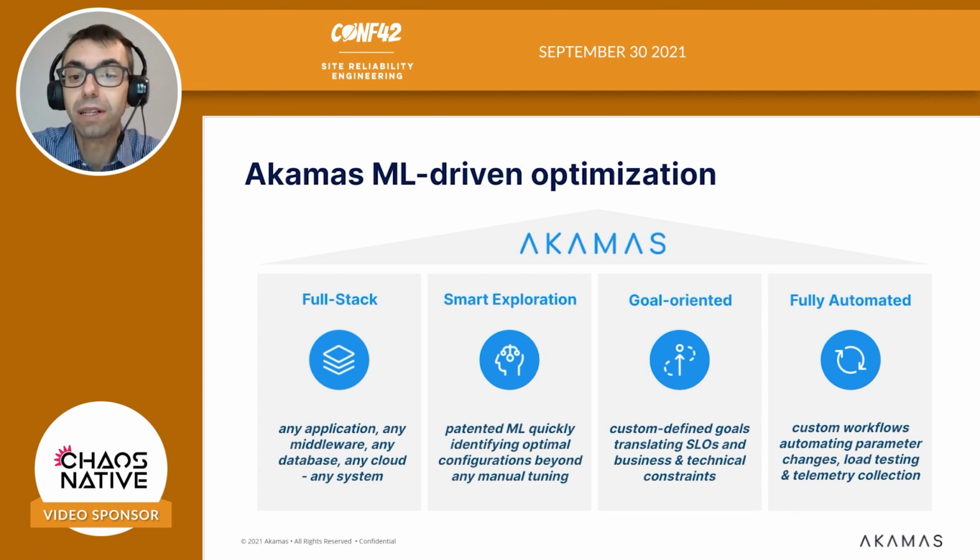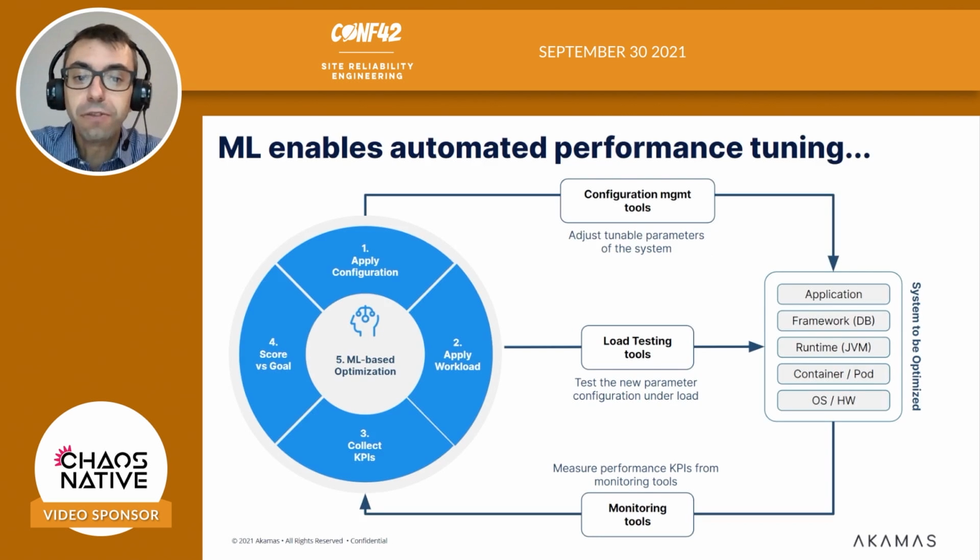And last but not least, the new approach should be fully automated to reduce toil as much as possible and ensure a reliable process with the fastest convergence to the optimal solution. So this figure shows the 5 phases of the automated optimization process.